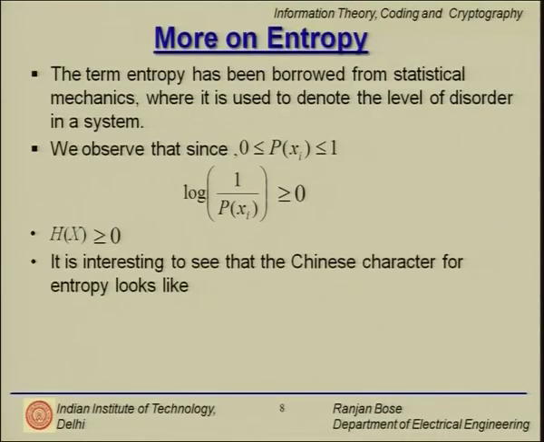Please note that probabilities lie between 0 and 1. So, every one of the quantities log 1 over p(x_i) is positive and their weighted sum is also positive, and hence H(X) is necessarily greater than or equal to 0. Okay.